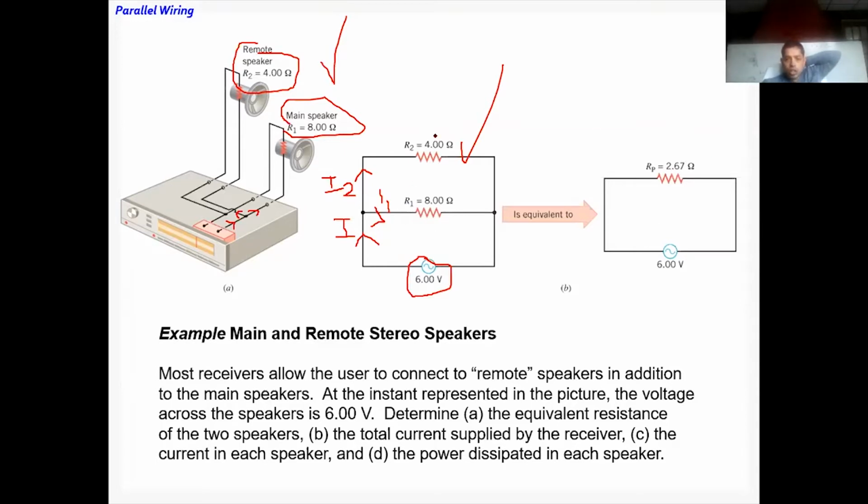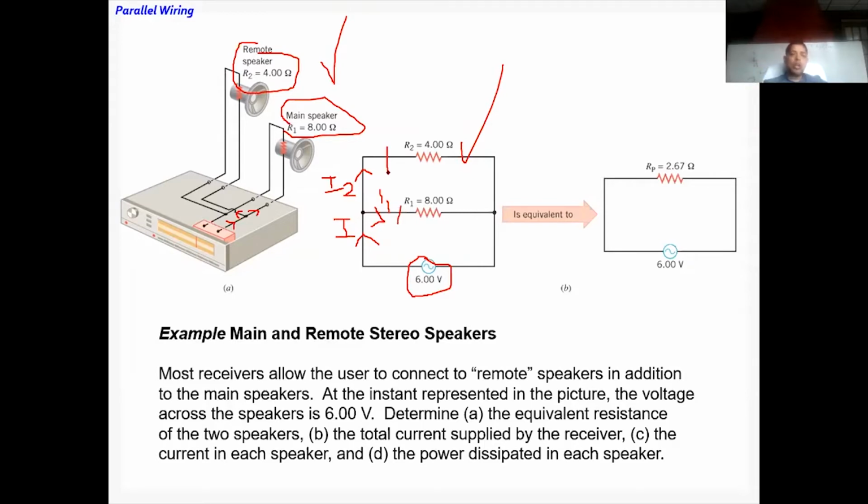Now these resistors are in parallel, right? Because the current divides up. This is the rule of thumb: when the current divides up, then that circuit is parallel. It's that easy. It means these two are in parallel.